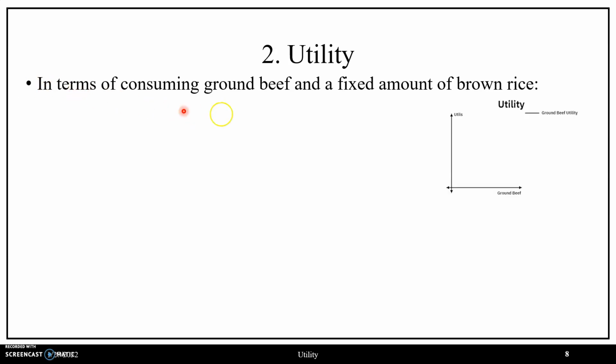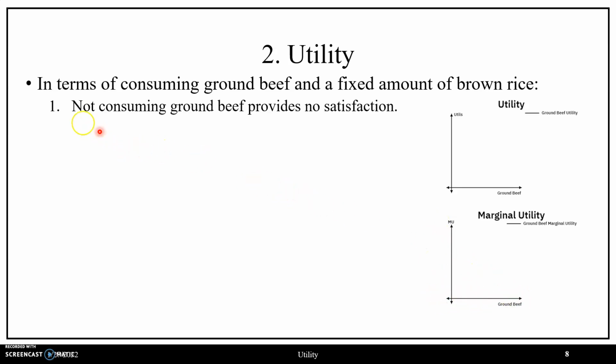This will allow us to examine both utility and marginal utility graphically, where utility is on the right and on the top, utils is on the vertical axis, ground beef is on the horizontal axis, and below that on the right we have marginal utility on the vertical, quantities of ground beef on the horizontal. So then let us now begin this discussion.